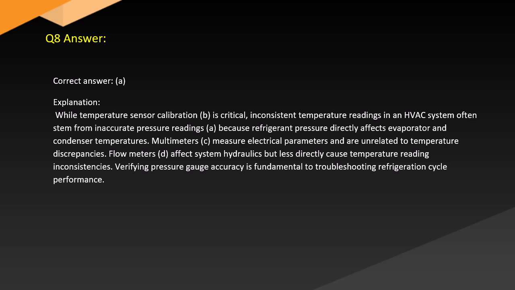Multimeters, C, measure electrical parameters and are unrelated to temperature discrepancies. Flow meters, D, affect system hydraulics but less directly cause temperature reading inconsistencies. Verifying pressure gauge accuracy is fundamental to troubleshooting refrigeration cycle performance.